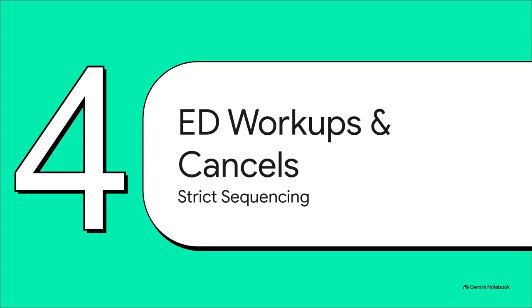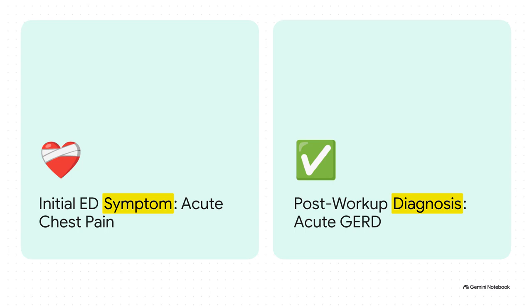Section 4. ED workups and canceled surgery, strict sequencing. Now we're in the fast-paced emergency department, where diagnoses often evolve in a matter of hours. The golden rule here is that the first-listed diagnosis is the condition chiefly responsible for the evaluation. What does that mean? Well, if a patient comes in with an initial symptom like acute chest pain, but after a really thorough workup, the doctor establishes a definitive diagnosis of acute GERD, that confirmed definitive diagnosis replaces the initial symptom on your claim. You're coding the GERD, not the chest pain.